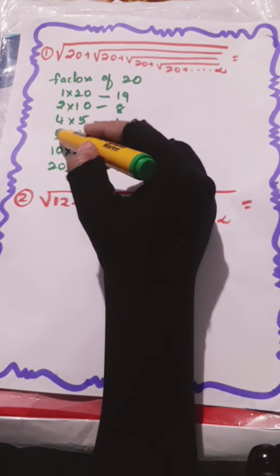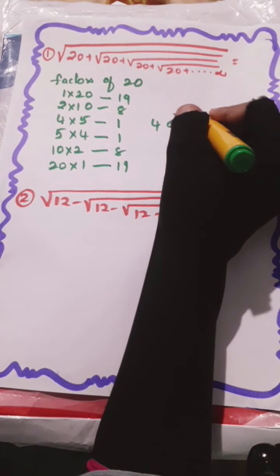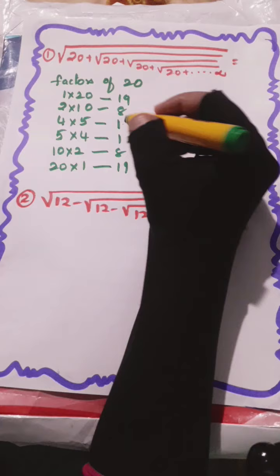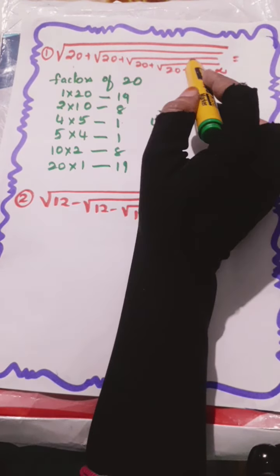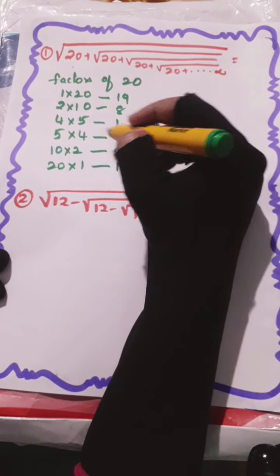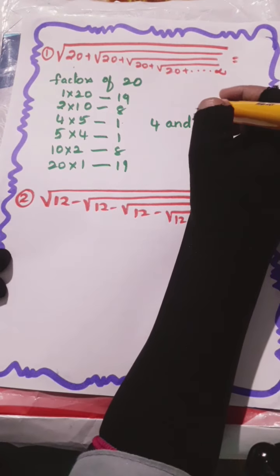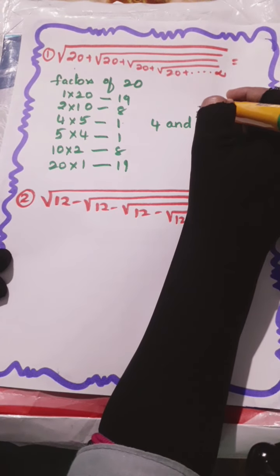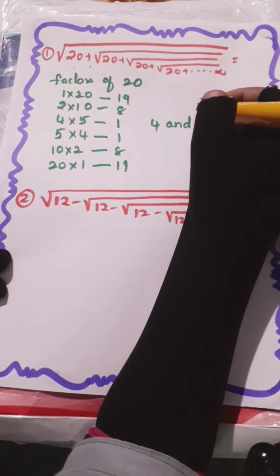So 5 and 4 are those two numbers. See here, 5 and 4 are these two numbers whose difference is 1. So for this type of problems, we have to take the two numbers whose difference is 1, and from these two numbers we have to select the big number. Okay, why? Because here plus sign is there, so we are selecting the 5.